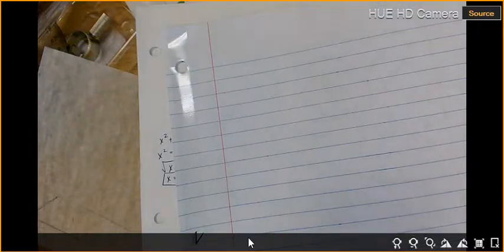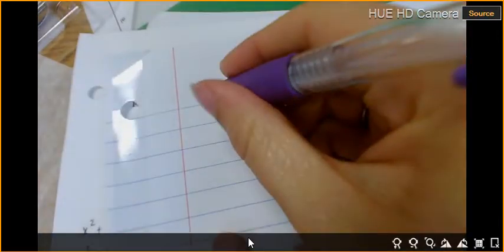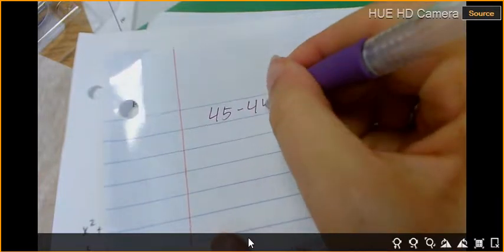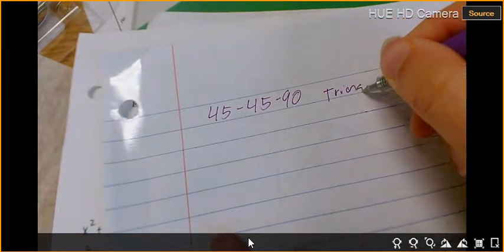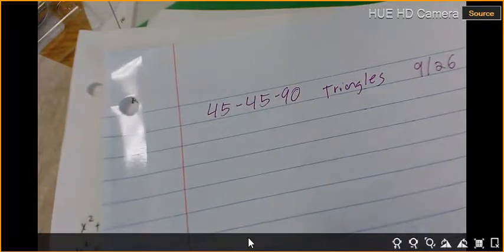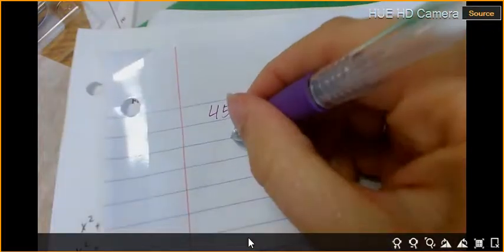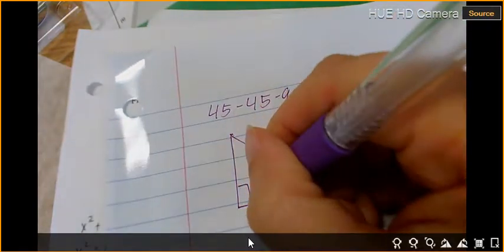Okay, so we're going to take notes today on 45, 45, 90 triangles. So I highly recommend that you label your notes 45, 45, 90 triangles. And you write the date, 9/26. Okay? All right. So the first thing we're going to talk about is they're right triangles, right?